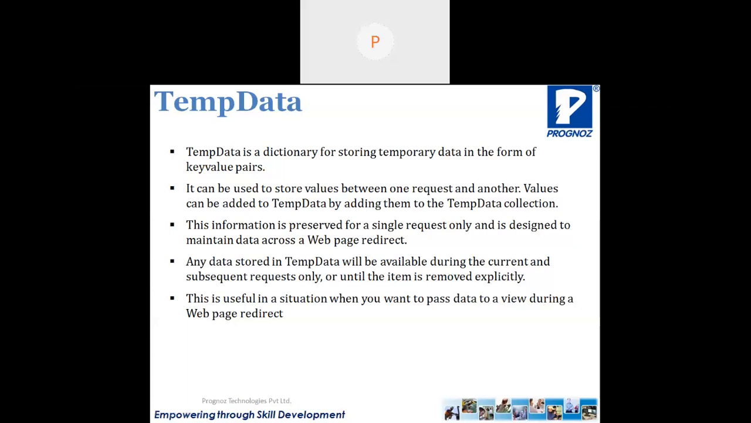One point I missed: this information is preserved for a single request only, and it is designed to maintain the data across a web page redirect. At the time of redirecting from the current page to another page, this can be used. This is useful when you want to pass data to a view during a web page redirect, whenever we are redirecting from the current page to any other web page of our website.